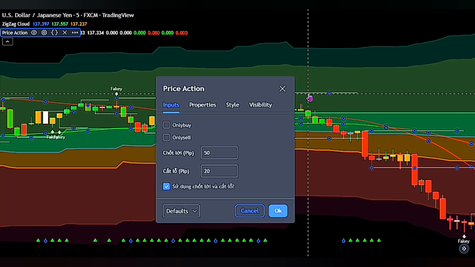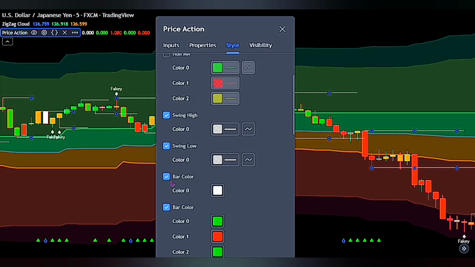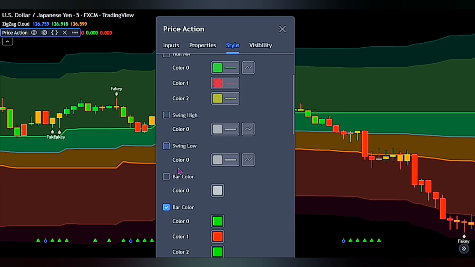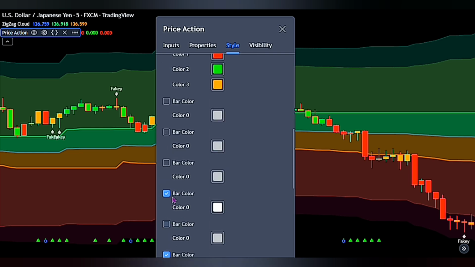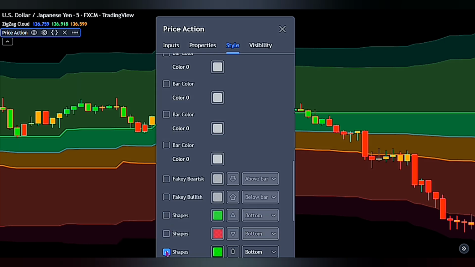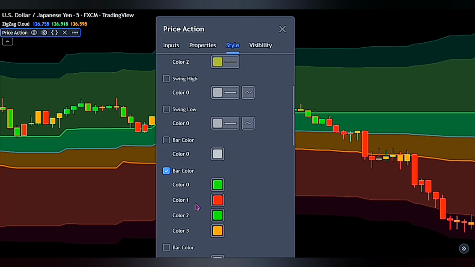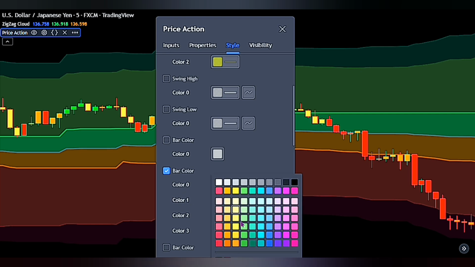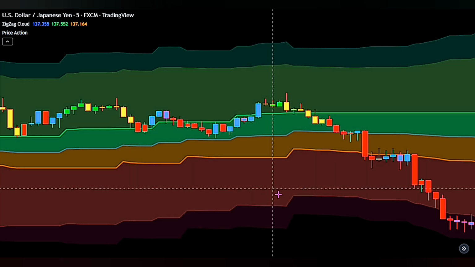Now for the price action, bring up the settings panel. On the style, untick all other options except for this bar color. Now on the bar color, change color 2 to yellow and color 3 to blue. When you are done, click on the OK button to fully apply the settings.